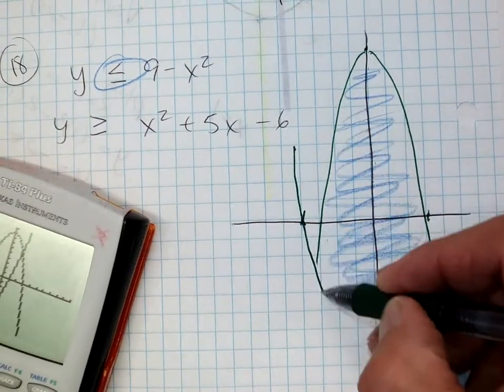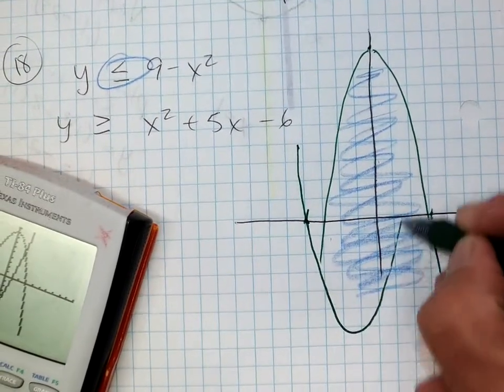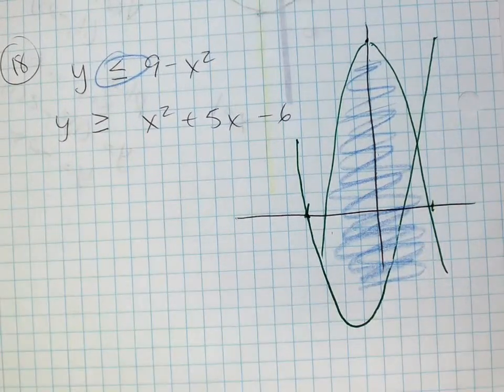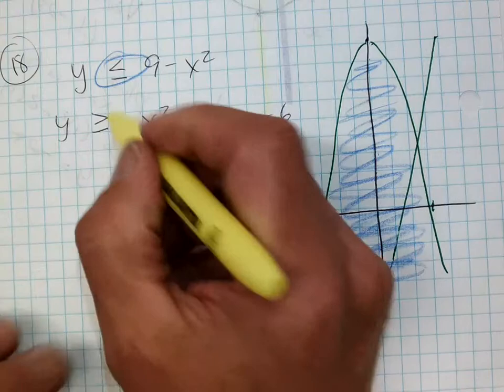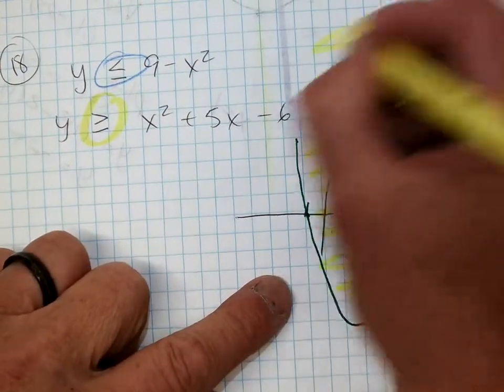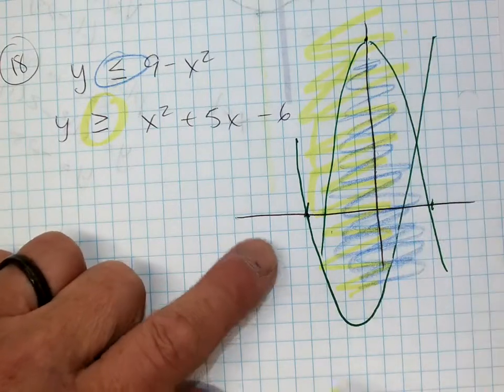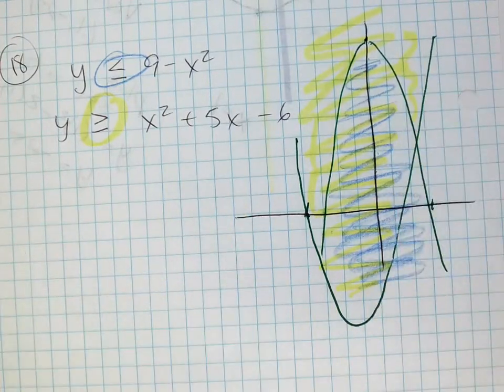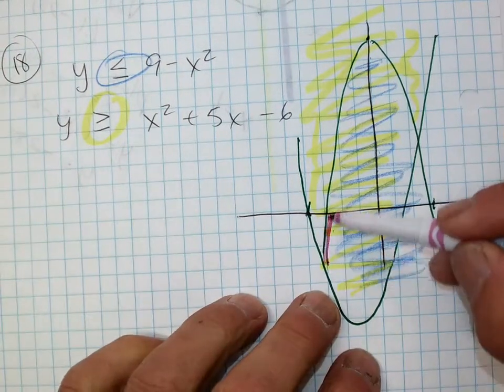It doesn't have to be perfect. It just needs a general shape. Okay, and this one says it's going to be greater than. So it's everything above this parabola. Where the 2 colors overlap is my answer. The 2 colors overlap in this region here.